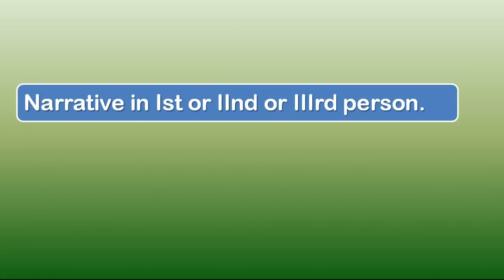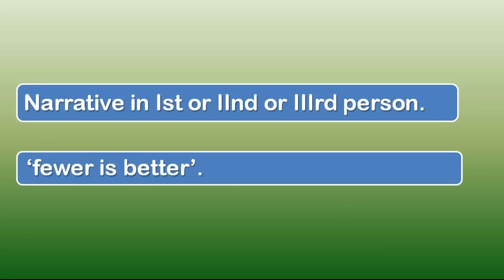You can choose a narrative of the story. It could be in the first or the second or the third person and you should maintain it throughout the story. Fewer is better. Try and keep a minimum number of characters. This is the golden rule for characters in the short story. As the story is short, if you have a lesser number of characters, it will be easier for you to maintain them in the story.